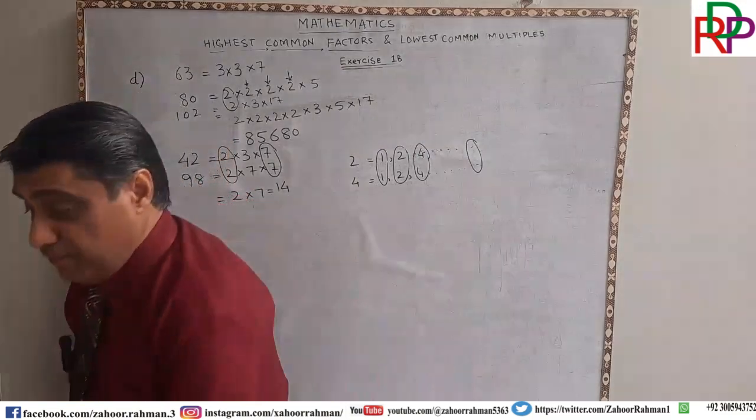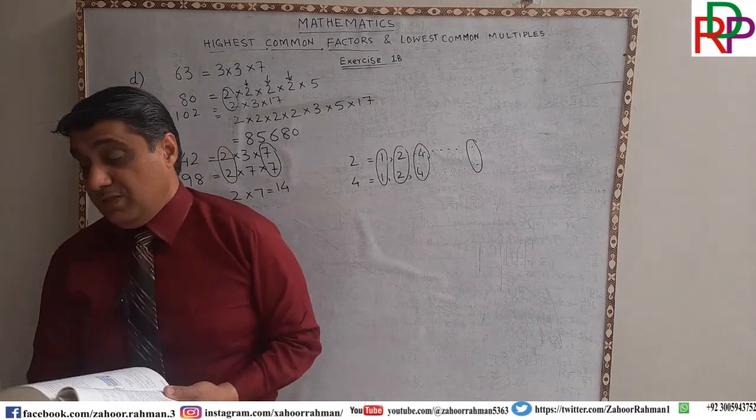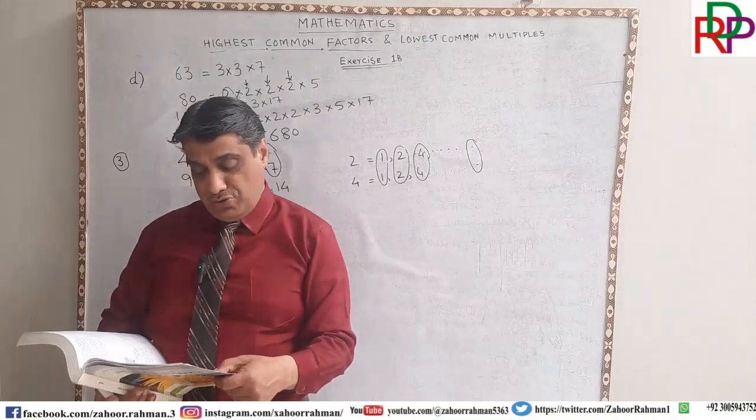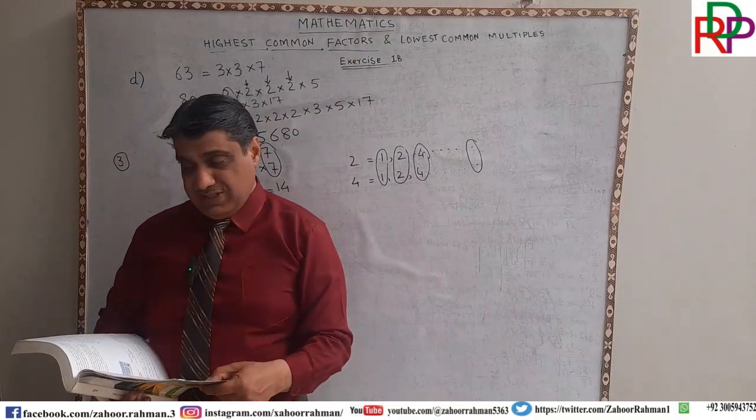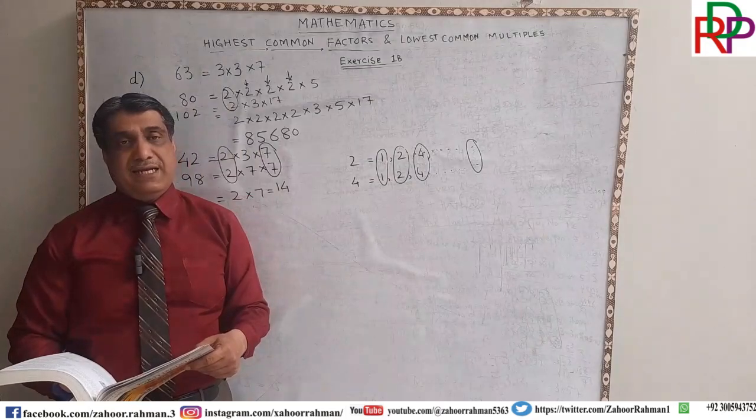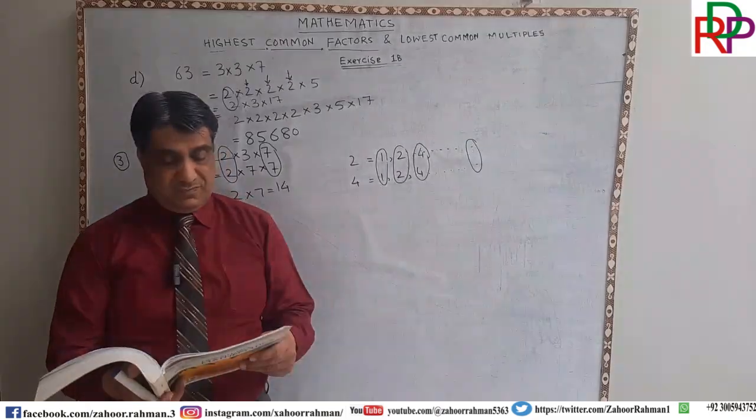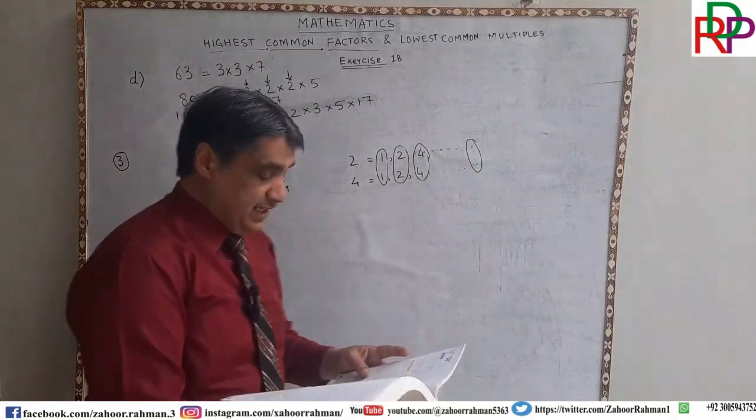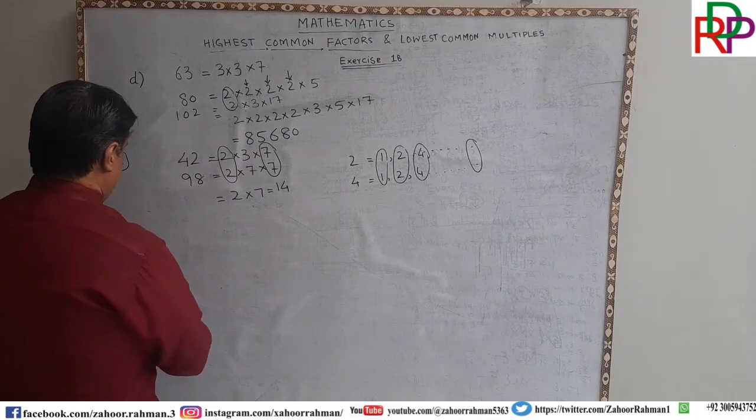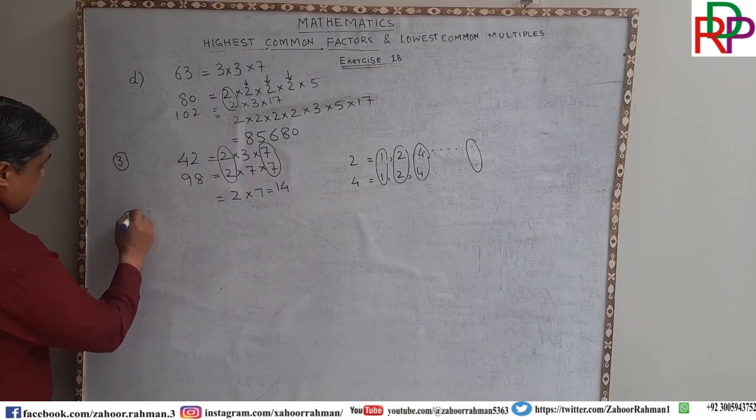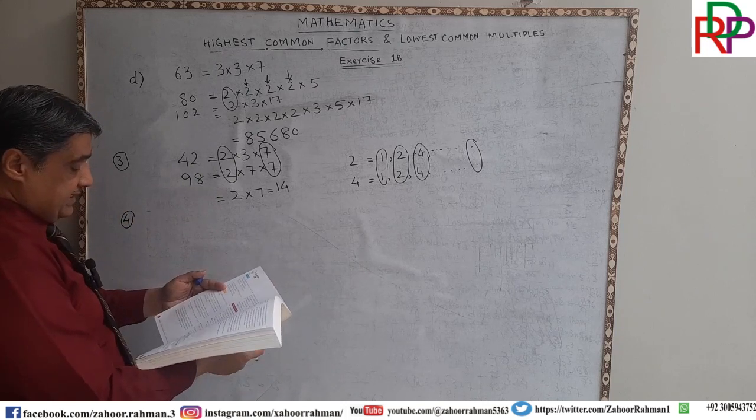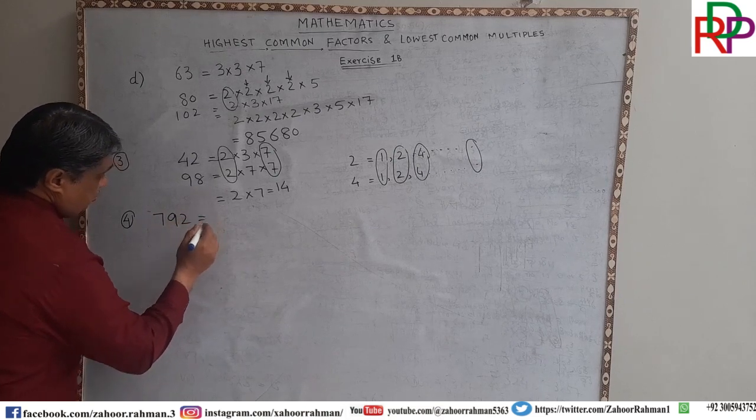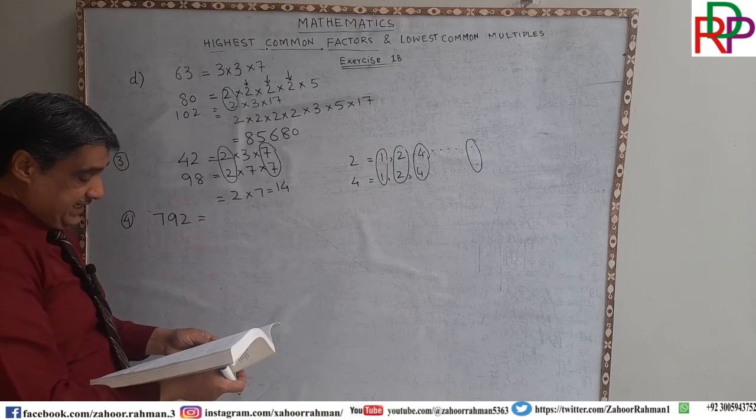Now we are turning our focus to question number 4. The numbers 792 and 990 are written as the product of their prime factors. So ladies and gentlemen, in the fourth question the factorization is given to you, and they are giving 792 first. I am exactly copying it.